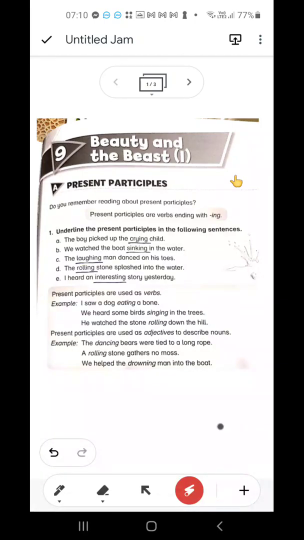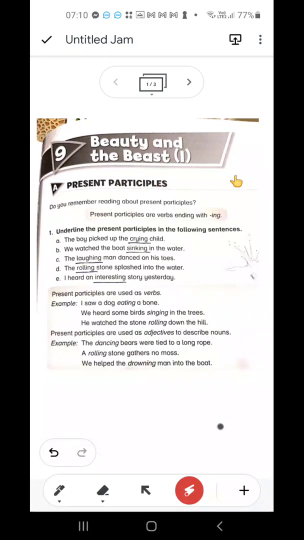To create it, we use the base form of the verb and add ing. How? For example, the base form is eat. When we add ing, it will become eating. Sleep will become sleeping. Wait will become waiting. Cry will become crying. Like this.